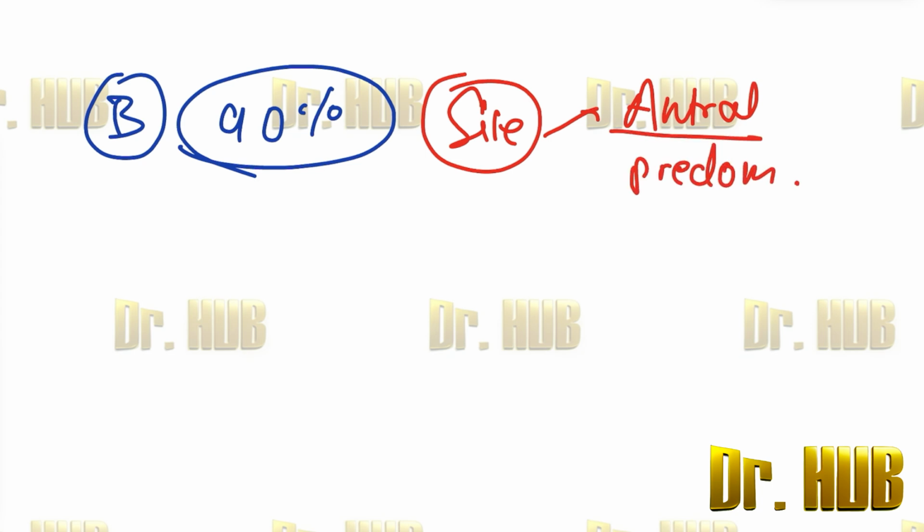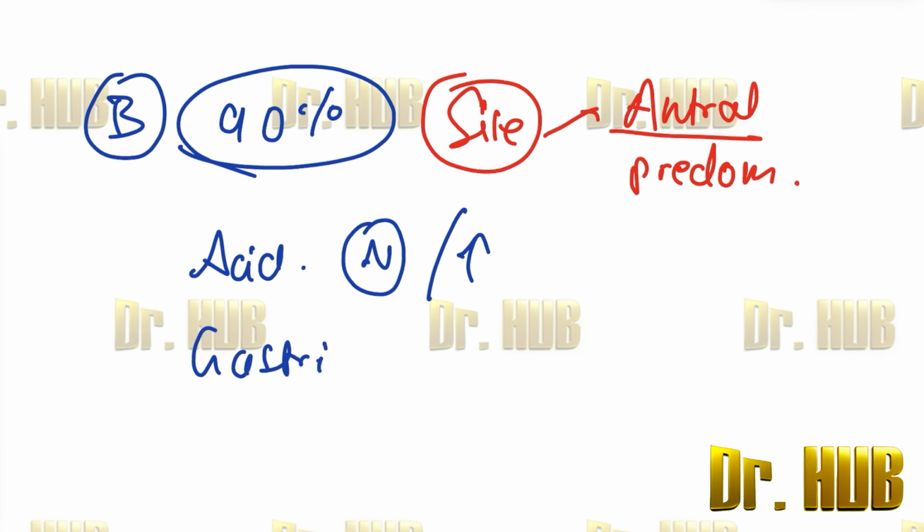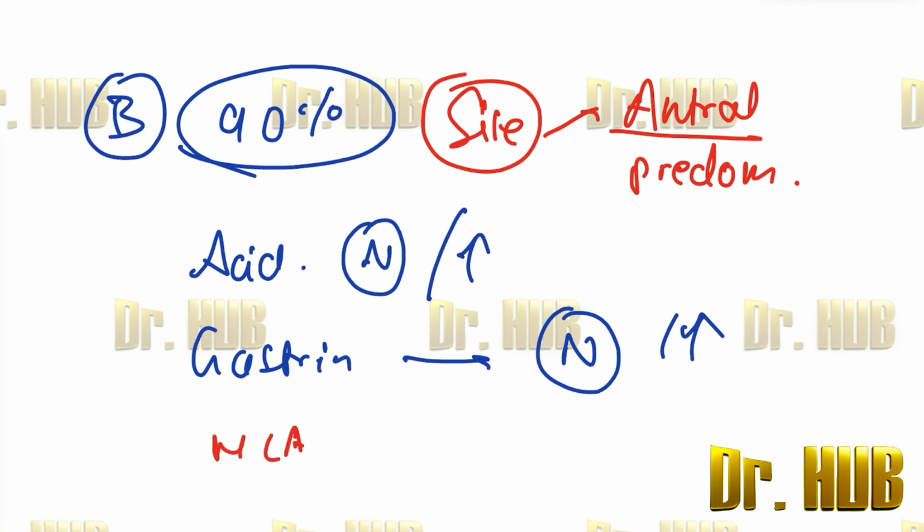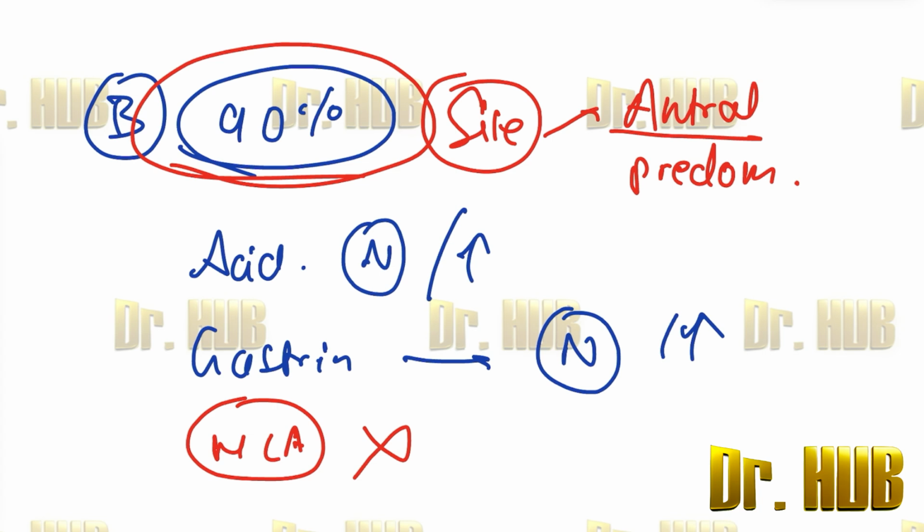Next, what about the acid production? Acid production will be normal or it can be increased. What about gastrin? Gastrin is going to be normal or again increased. Next, talking about the HLA, there is no association of HLA with respect to type B. Why are we discussing type B first? Because it is the most common.